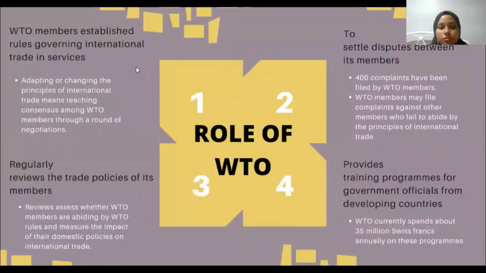So the role of WTO, the first one, is that WTO members establish rules governing international trade and services. It is to adapt or change the principles of international trade, meaning reaching consensus among WTO members through a round of negotiation. The second one is to settle disputes between members. 400 complaints have been filed by WTO members, and WTO members may file complaints against other members who fail to abide by the principles of international trade. So WTO is to solve the disputes between members.